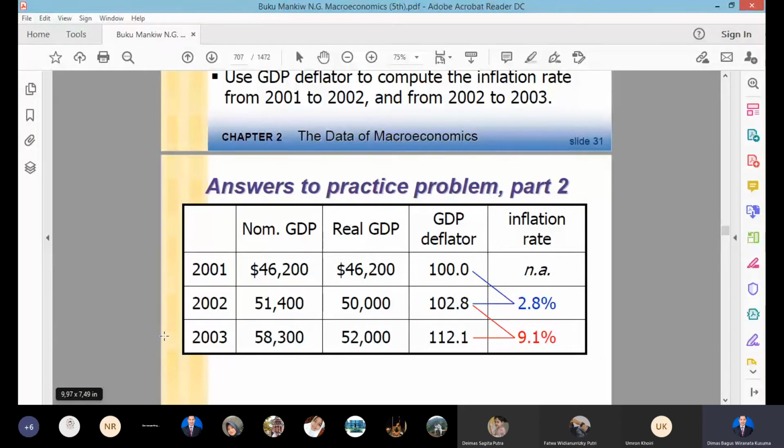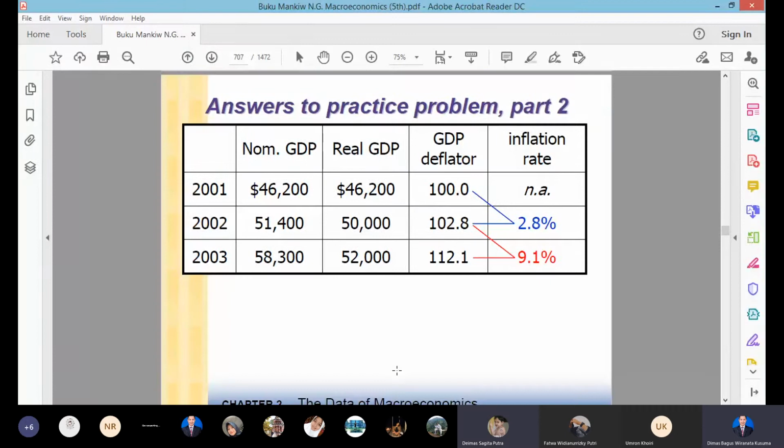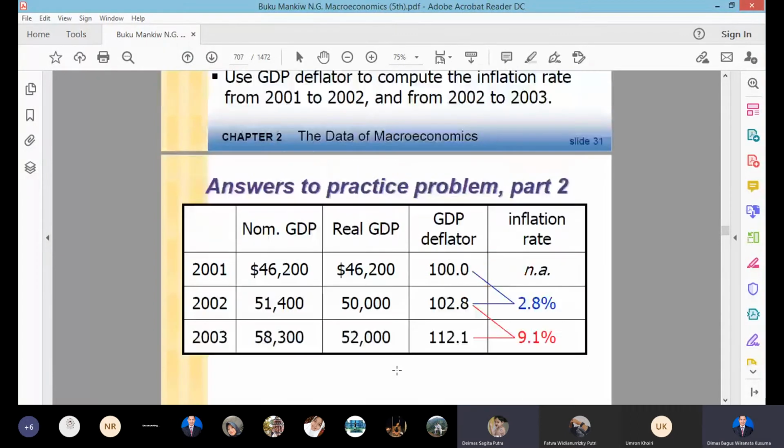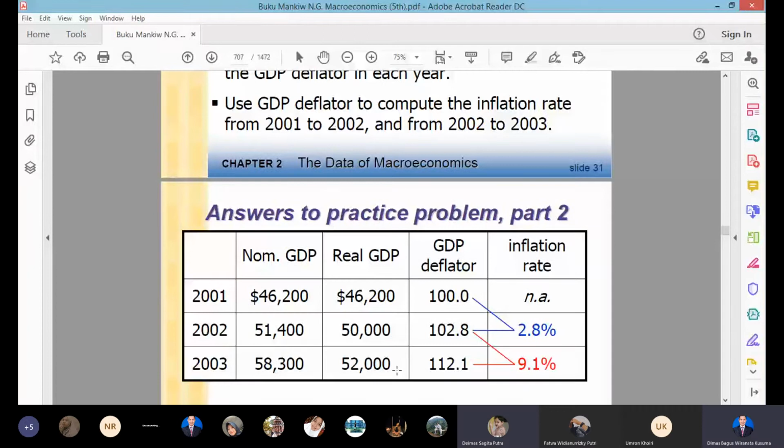Any questions so far, sisters, brothers? Sir, can you repeat, sir? Which one? Repeat. Yes. Which one, Dimas? How to calculate the inflation rate.